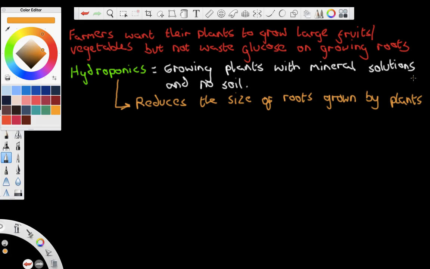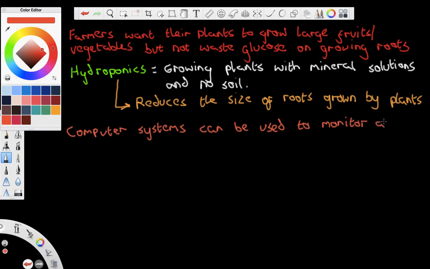Now, the very final thing I'm going to say is that some scientists and some farmers even use computer systems. So computer systems can be used to monitor and change conditions closely.